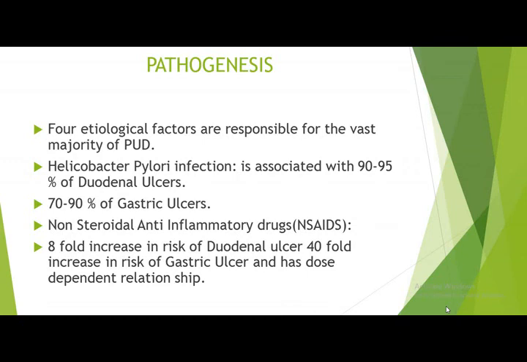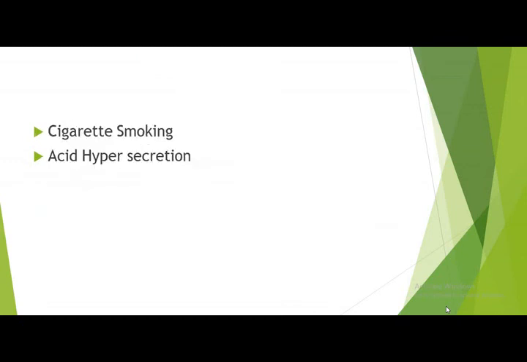Most analgesics have adverse effects on the gastric mucosa, but especially the non-steroidal anti-inflammatory drugs, with an 8-fold increase in duodenal and a 40-fold increase in gastric ulcer. Other drugs like steroids also have an association in the pathogenesis of peptic ulcer disease.